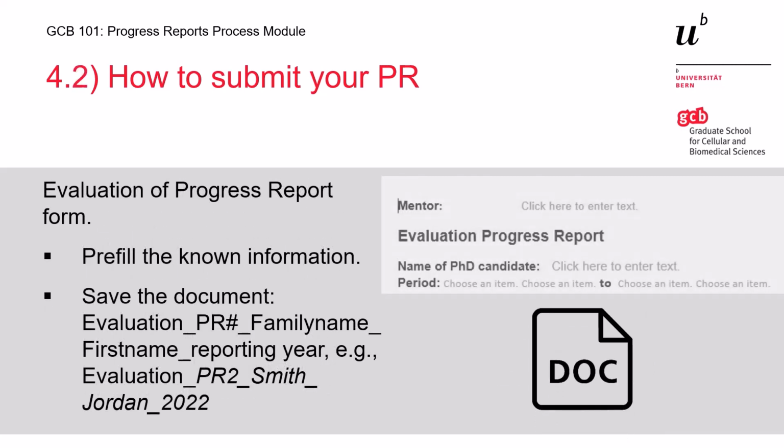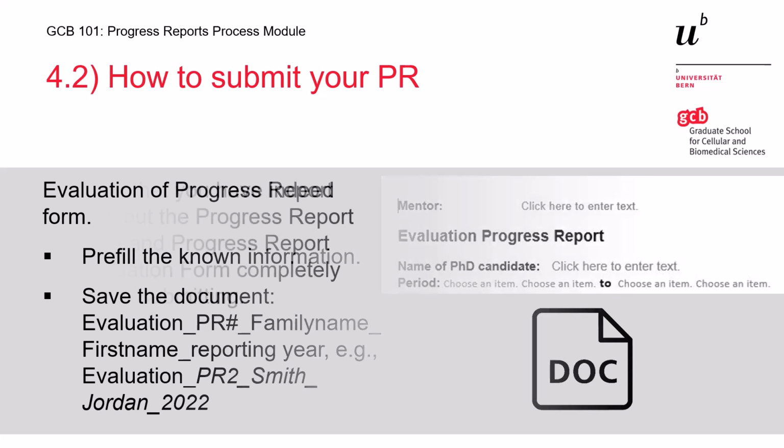Number 2. Evaluation of progress report form. Pre-fill the known information. Indicate your name as it is on your University of Bern matriculation and the reporting period from and to. For example, April 2020 to April 2023. Save the document as a Word document using the following naming convention. Evaluation_PR hashtag_family name_first name_year. For example, Evaluation_PR2_Smith_Jordan_2022.